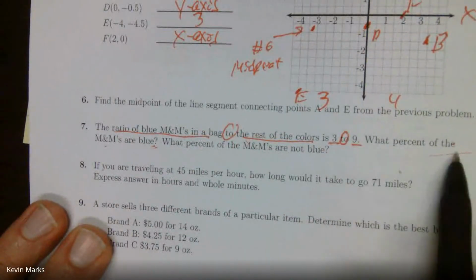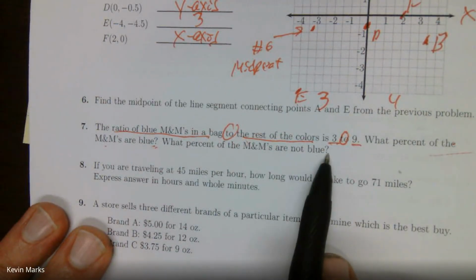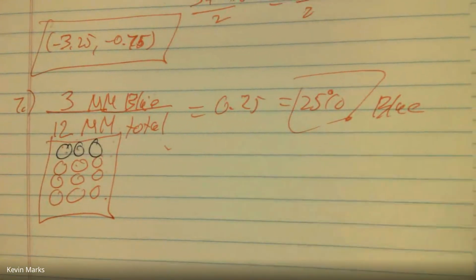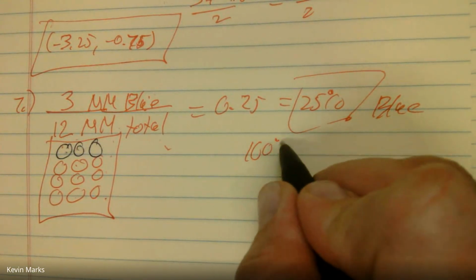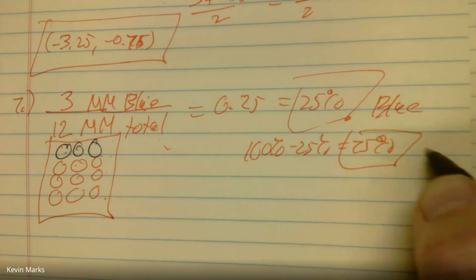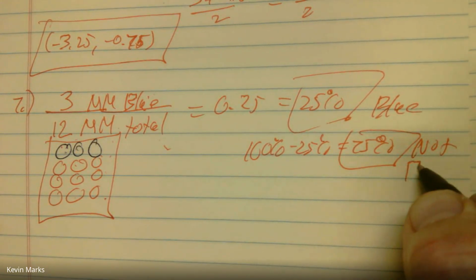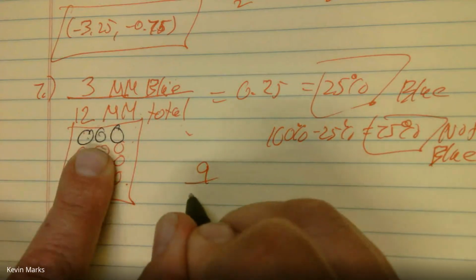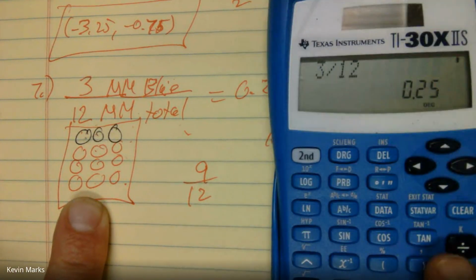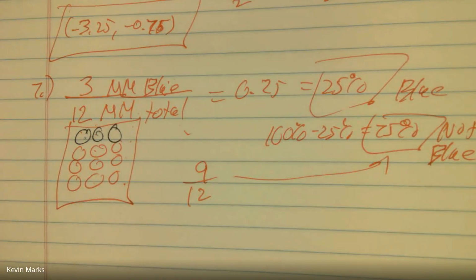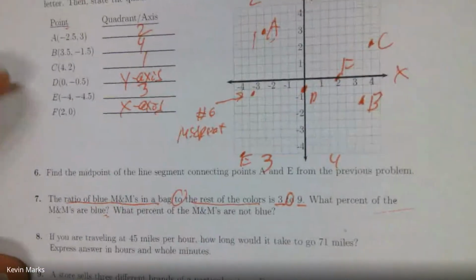Bonus question. He wants to know what percent of the M&Ms are not blue. Well, if 25% are blue, then the rest are not blue. So you could just take 100% and subtract 25% to get 75% not blue. Or you could have looked at, hey, wait a minute, there's 9 not blue compared to 12 total. But in that case, 9 divided by 12, still 0.75 or 75%. Either way. All right. Okay.